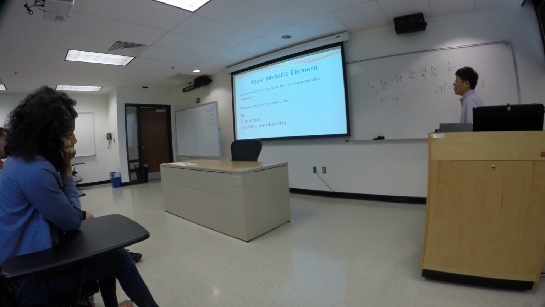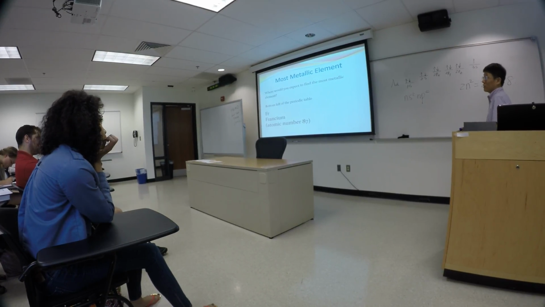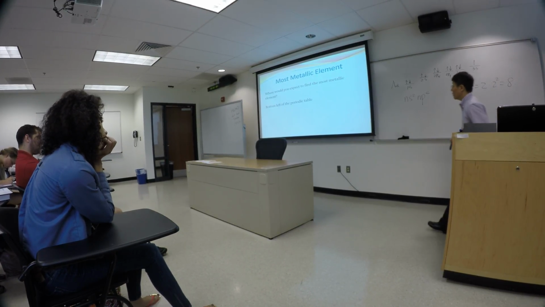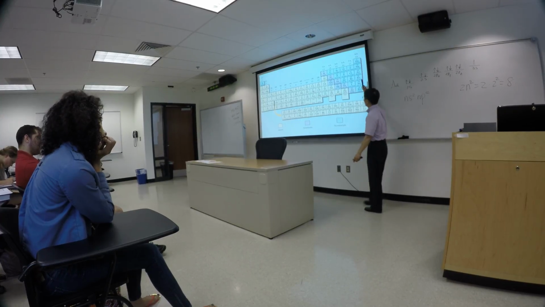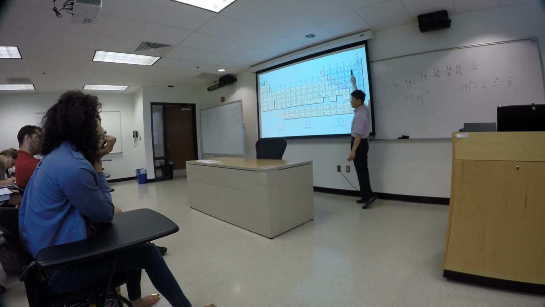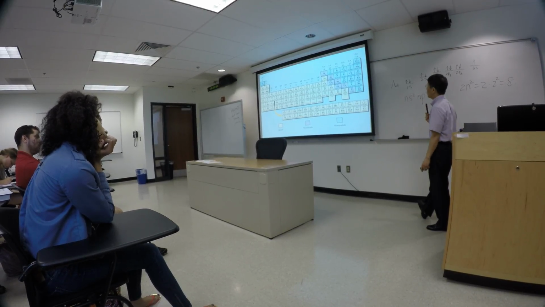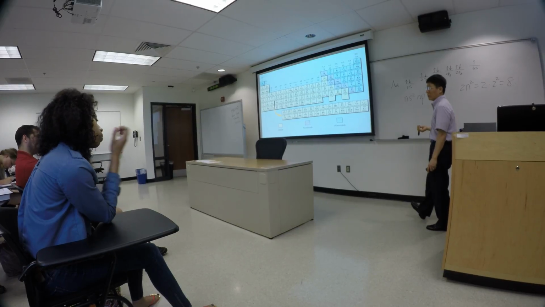A similar type of question: where would you expect to find the most non-metallic elements? Well, you go back to the periodic table, excluding group 8A, fluorine, the upper right corner of the periodic table. That would be the most non-metallic element in the periodic table.